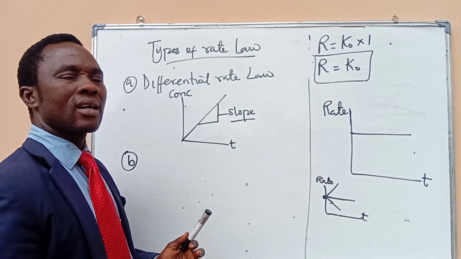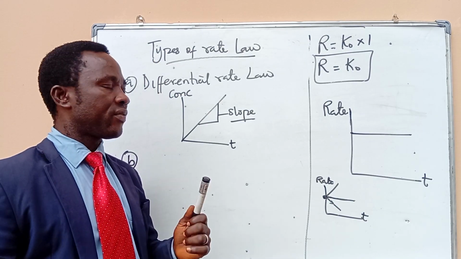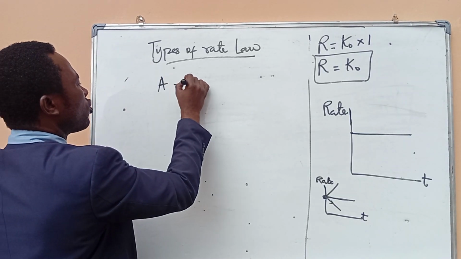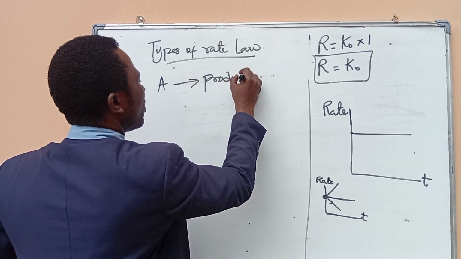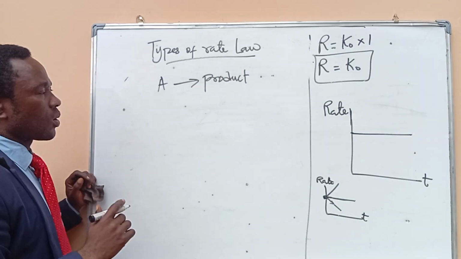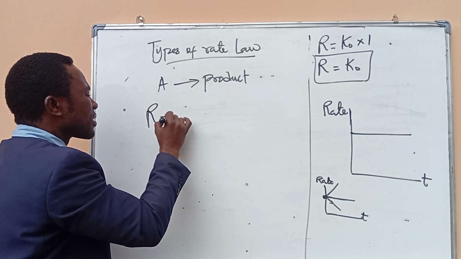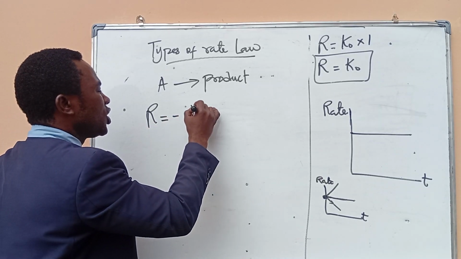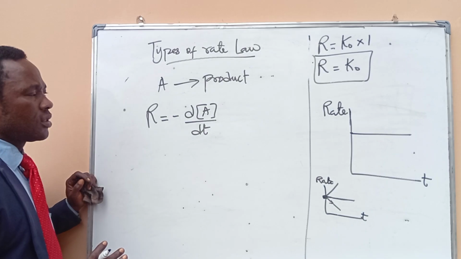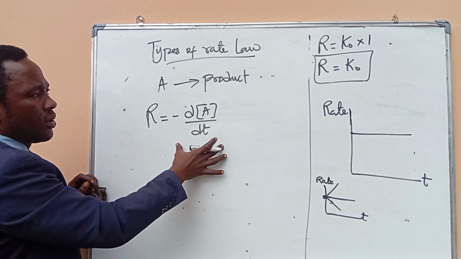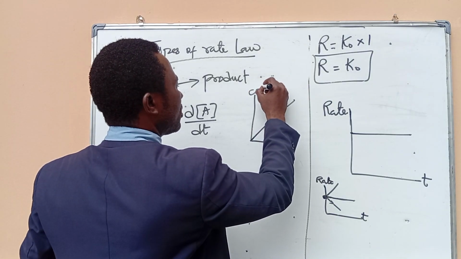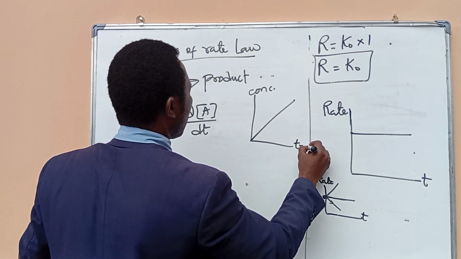Now, let us take the differential rate law for a first order reaction. Now, we have A to produce a product. The differential rate law can be written as minus change in concentration of A divided by change in time. That is change in concentration over change in time. Like what I told you, when you have a concentration against time.